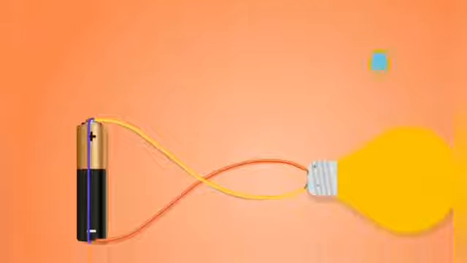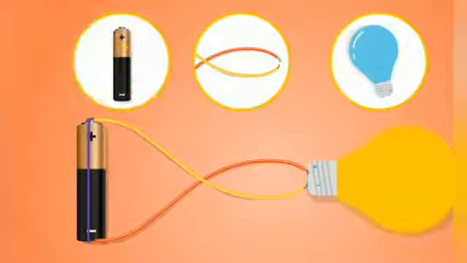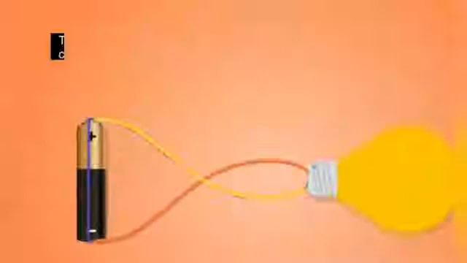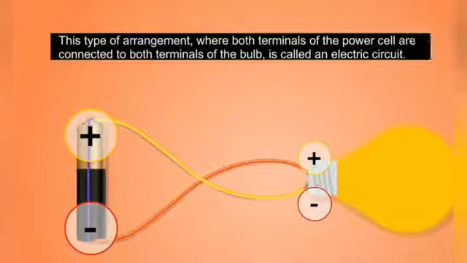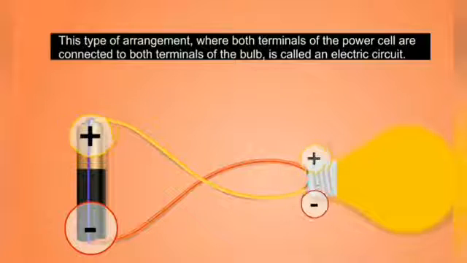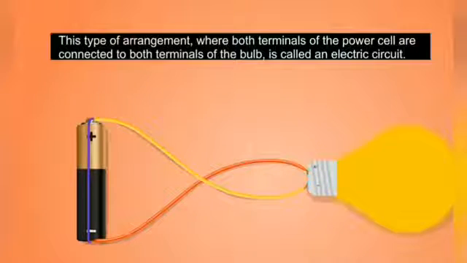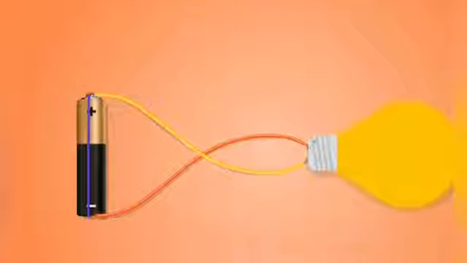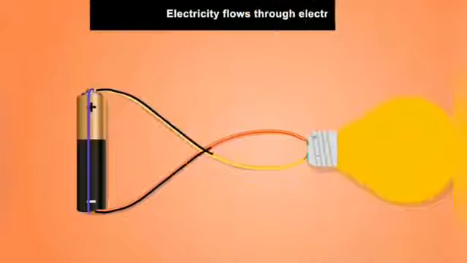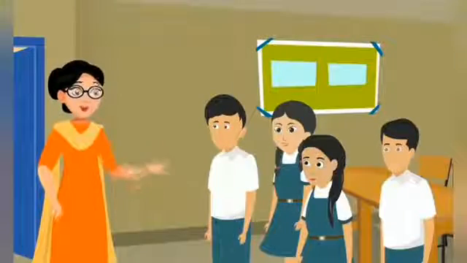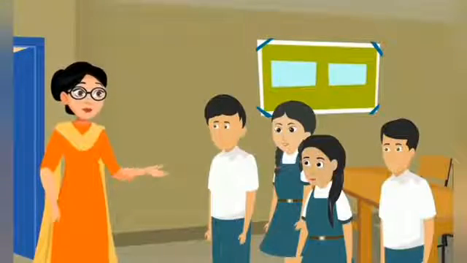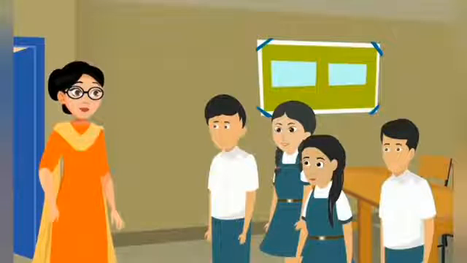When all the things, bulbs, wires and batteries are arranged properly, then it makes a way for electricity to pass. This type of arrangement, where both terminals of the power cell are connected to both terminals of the bulb, is called an electric circuit. The bulb could only be turned on when an electric current flows through the electric circuit you created. Yes. Okay, now let's make a flow chart of what we learned today, kids.